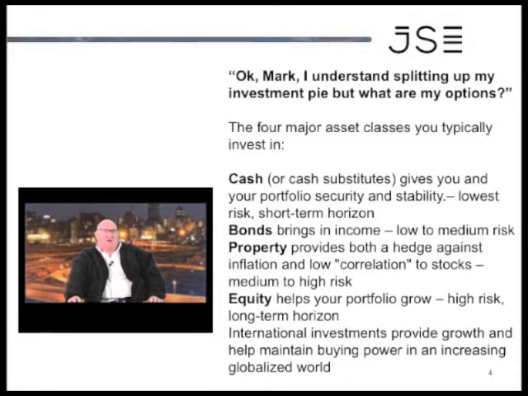Next one up in our asset classes is property. This gives you a correlation benefit against equities because it doesn't necessarily match equity performance. It's got a low correlation to shares, medium to low risk, and it gives you a bit of yield, and a little bit of capital appreciation.